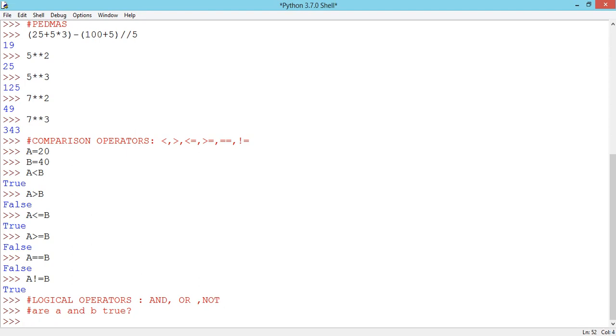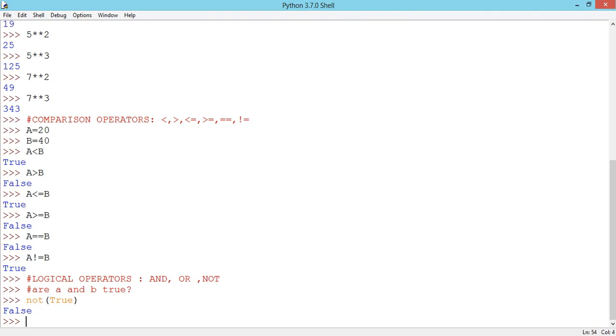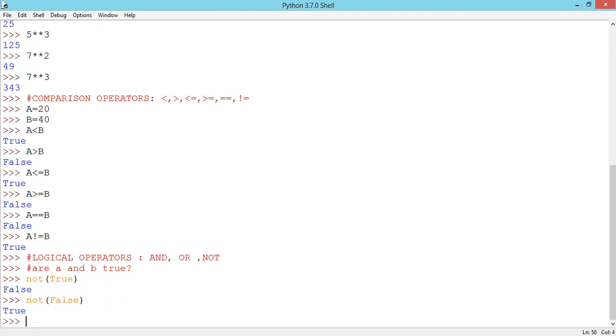NOT operator works as the negation. Let's see how it works. If I write NOT and true inside the bracket, we get the output as false because we have put the NOT operator outside the bracket. What if I write NOT and write false inside the bracket? We'll get true. So this was the logical operators, and this was my third video on Python.